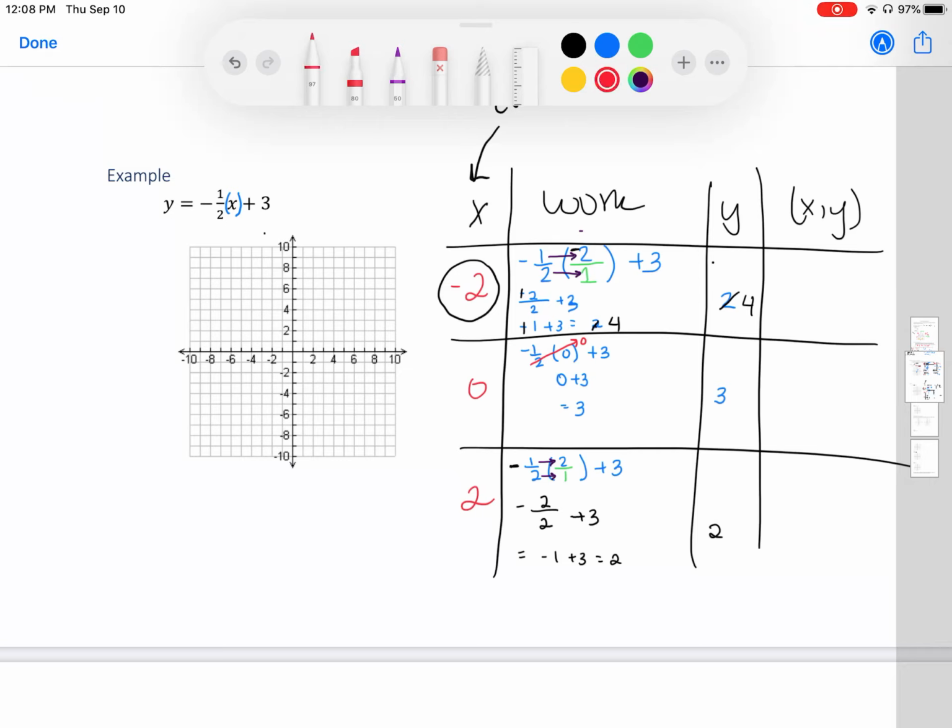Okay, so this gave us the points (-2, 4), (0, 3), and (2, 2). Let's go ahead and plot them. So I have 0 up 4, negative 2 up 4. We have (0, 3) and (2, 2). That's our graph.